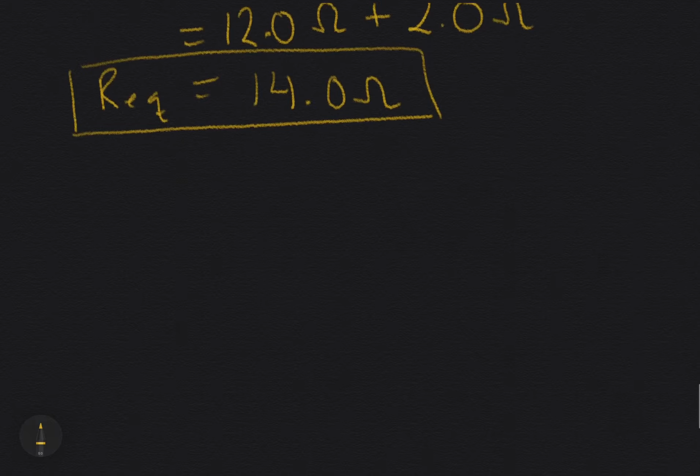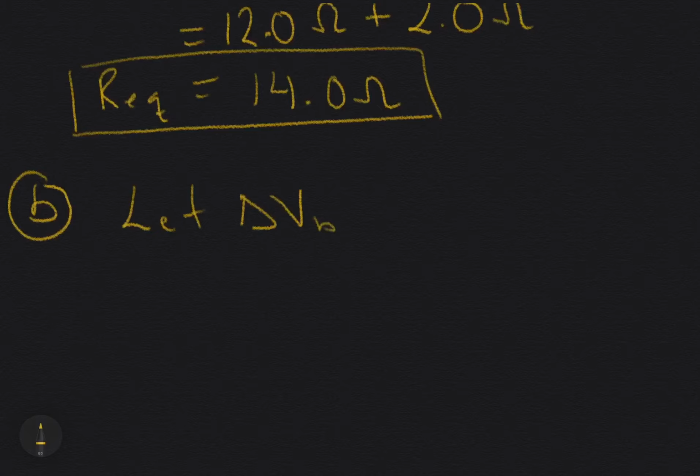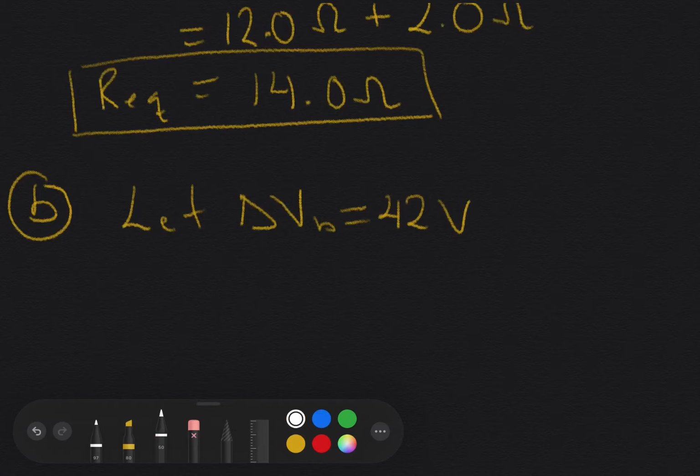All right, now let's get B. Okay. So B is what is the current through each resistor if the voltage of 42 volt battery is connected between point A and point C. Okay, so here I'm going to have let delta V, I'll put here a B for battery, is 42 volts. Okay, let's go back to white.